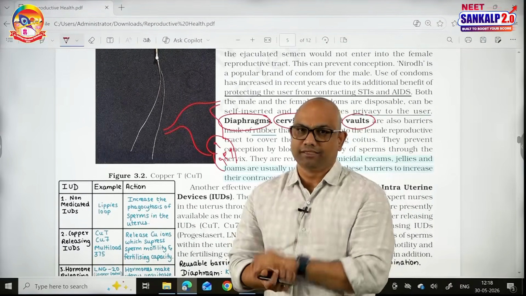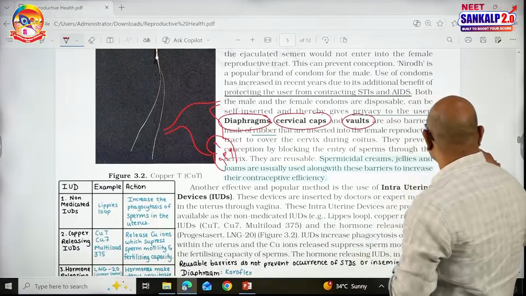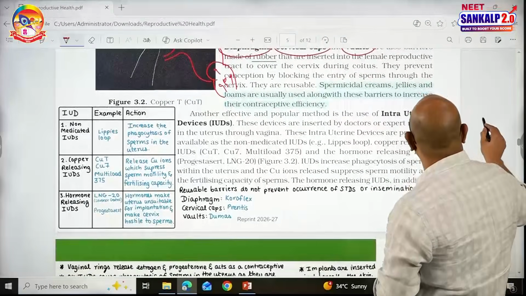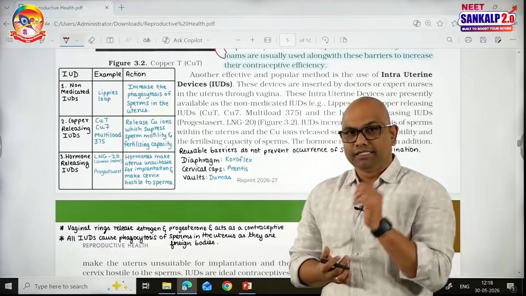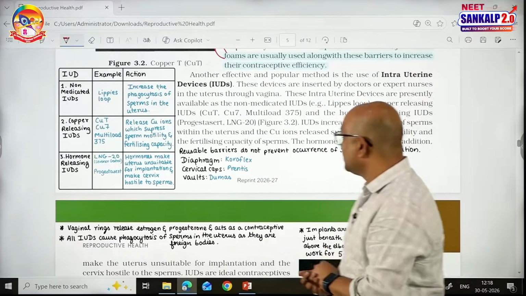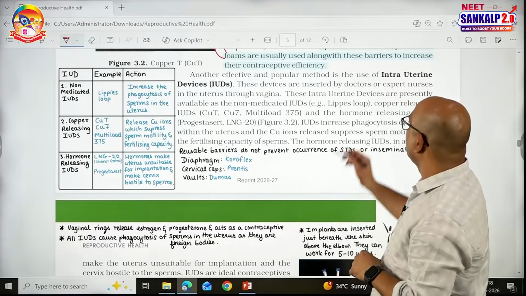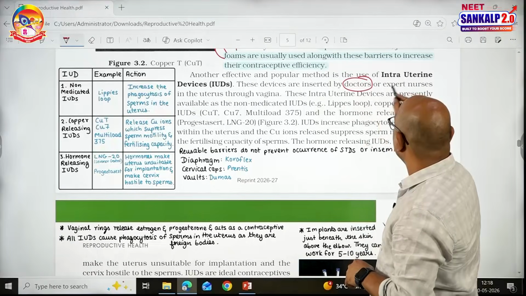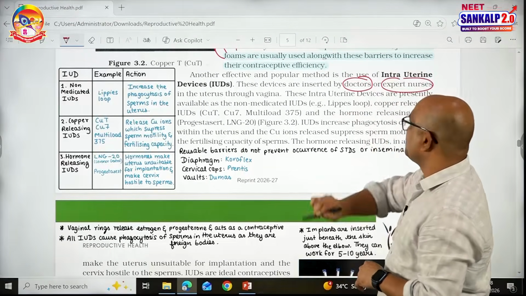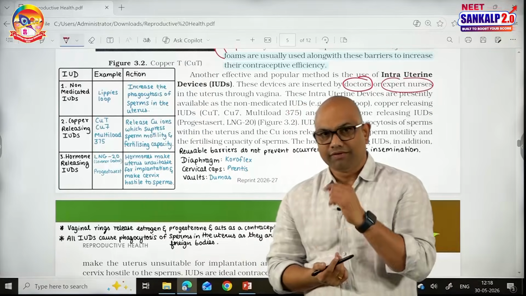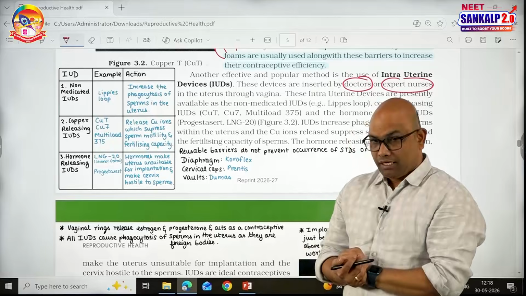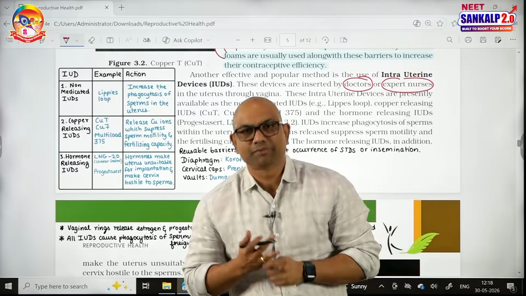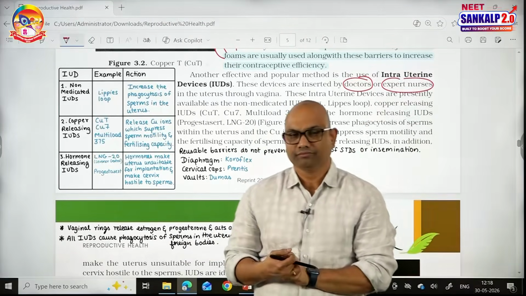So this is about barriers. Next, the third one is IUDs, intrauterine devices. The name itself indicates this device should be inserted into the uterus, not by the user herself. It is inserted by either a doctor or expert nurses through the vagina and cervix into the uterus. IUDs are most widely accepted by females.